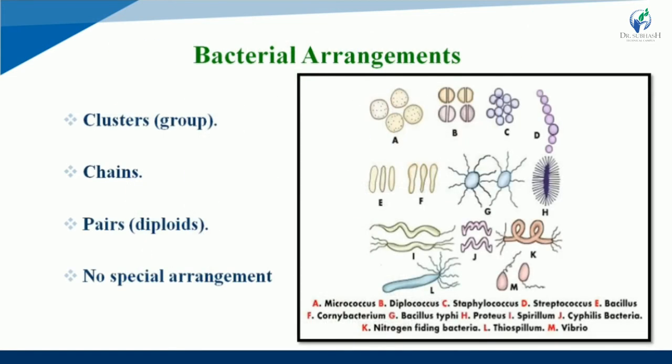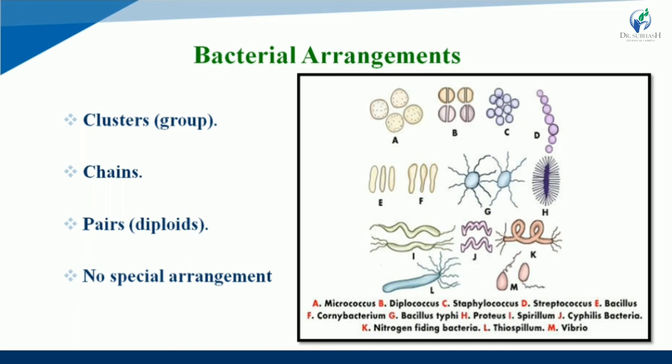What is the bacterial arrangement? Bacterial arrangement has various types. First one is cluster-like arrangement, like a group, chain-like arrangement, in pairs form, and last one is no spatial arrangement.